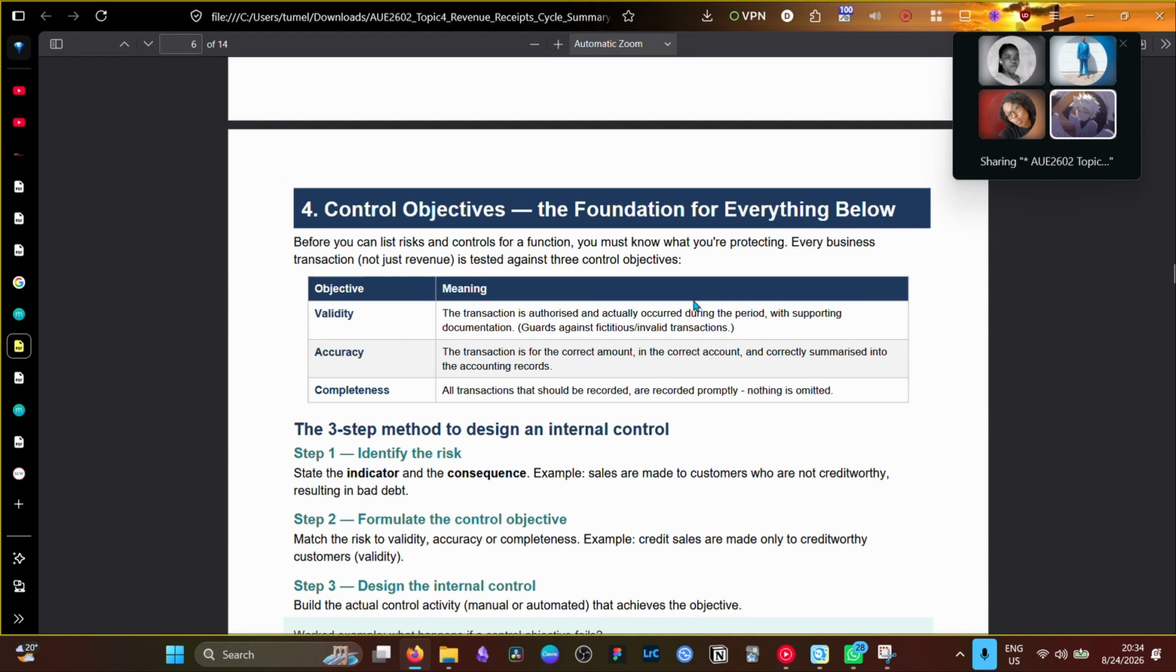And then we have accuracy. Accuracy: the transaction is for the correct amount in the correct account and correctly summarized into the accounting records. And then we have completeness. All transactions that should be recorded are recorded. Nothing is omitted. This almost reminds me of the conceptual framework.